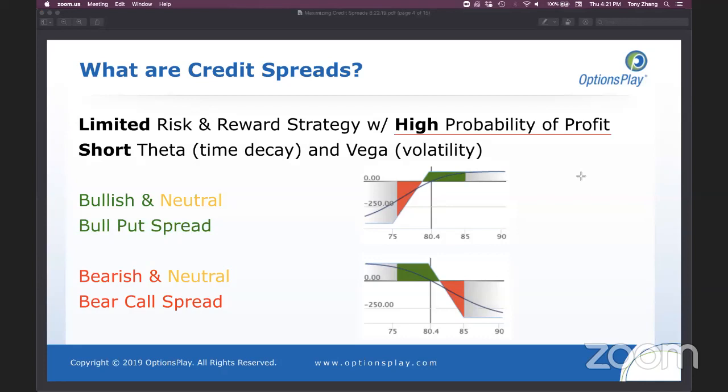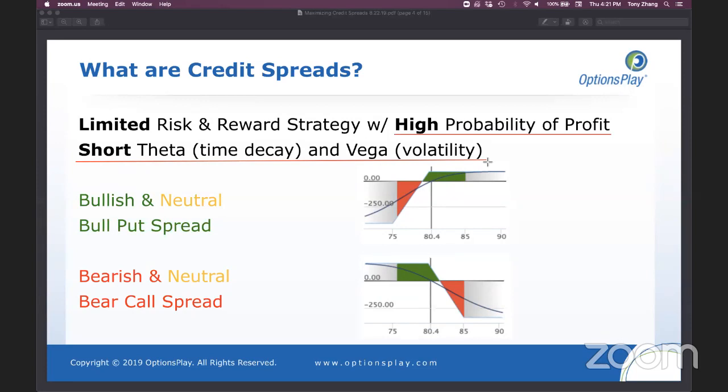This is a strategy where you are short theta and short volatility, which means that time decay is working in your favor. And for this specific trade, you want volatility to either stay constant or move lower. So you want quiet, you want calm, and that's why typically this is considered a strategy for neutral markets. And you have two strategies.